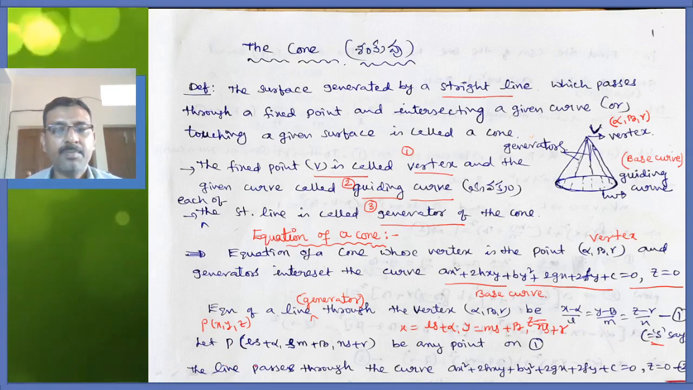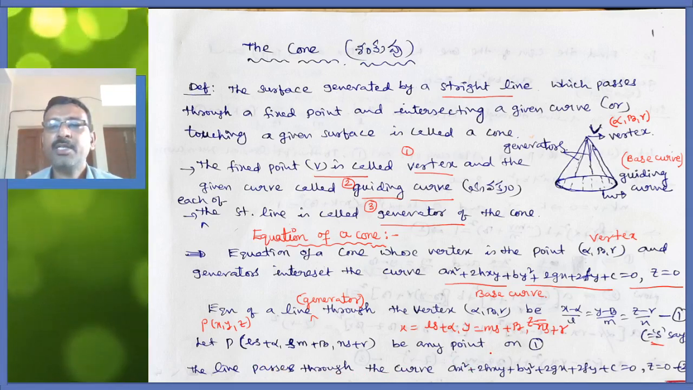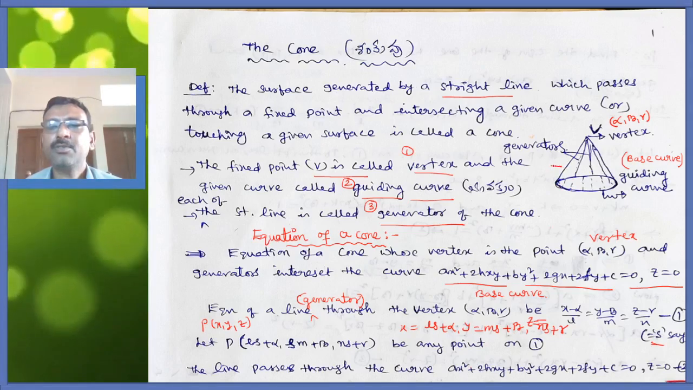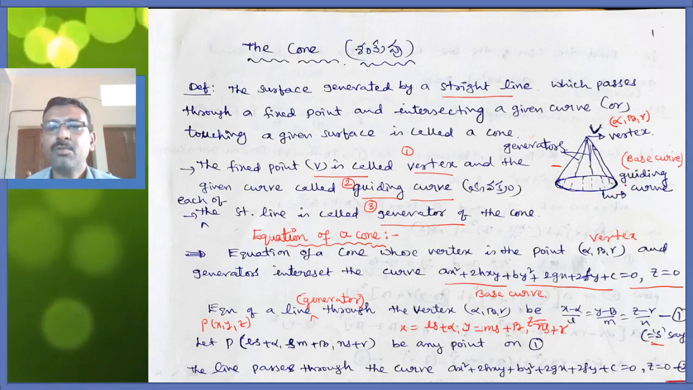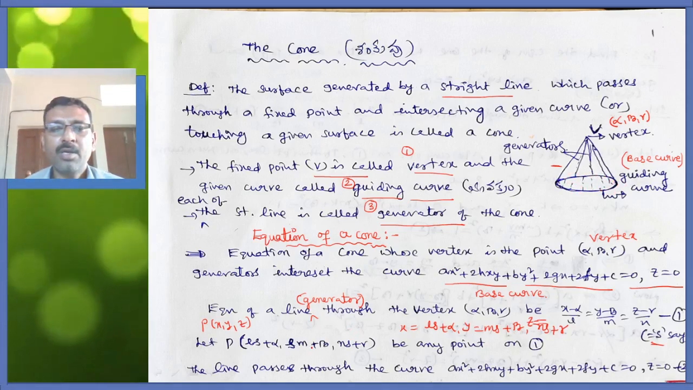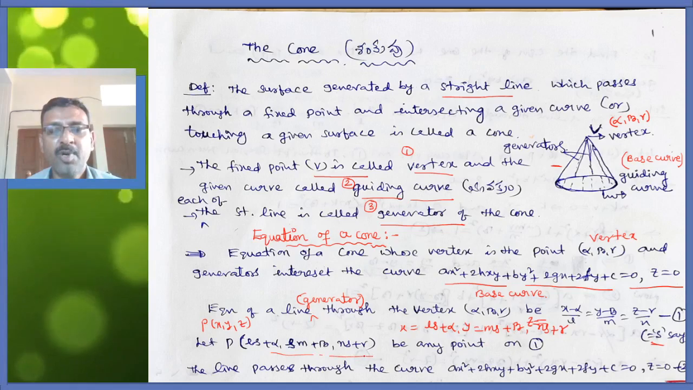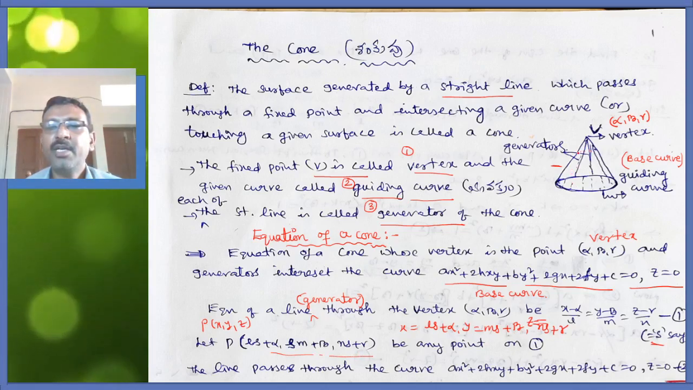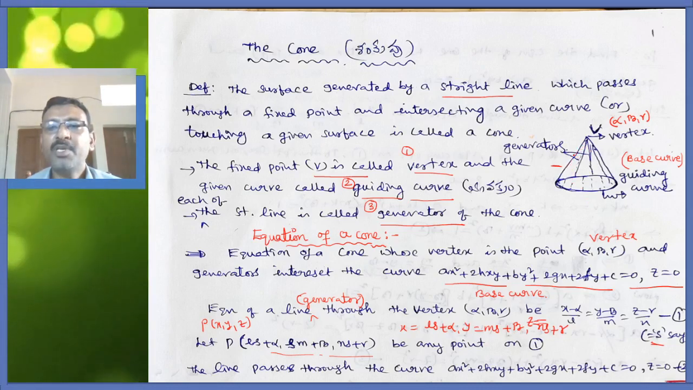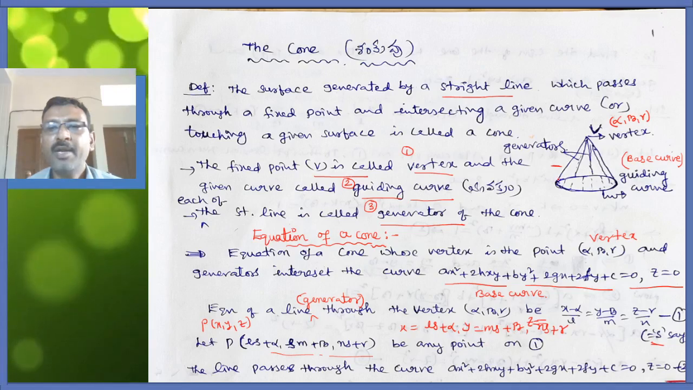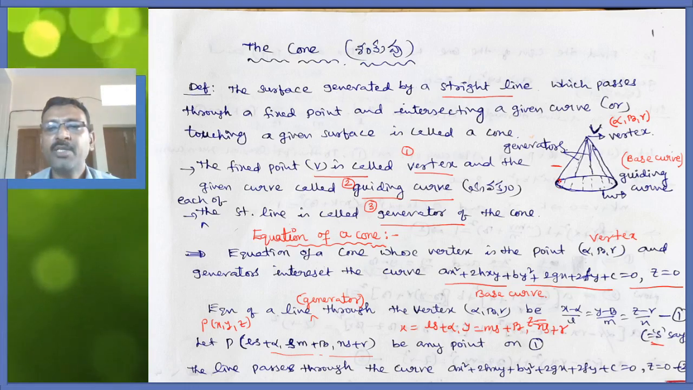Here the line passes through the curve. So these are the generators, which pass through the base curve. Here P(l s plus alpha, m s plus beta, n s plus gamma) is any point on the generator or the lines. It may be any point on the line. Here P is any point on the line. It may be a point on the base curve also.